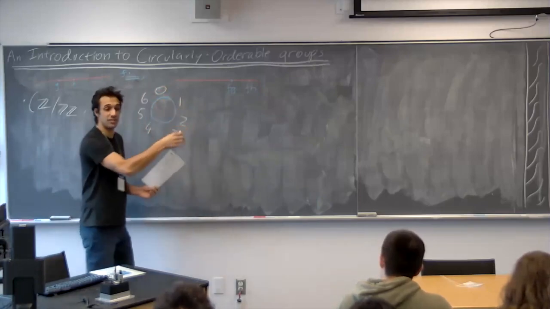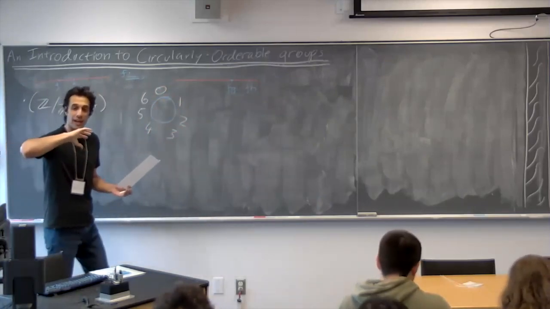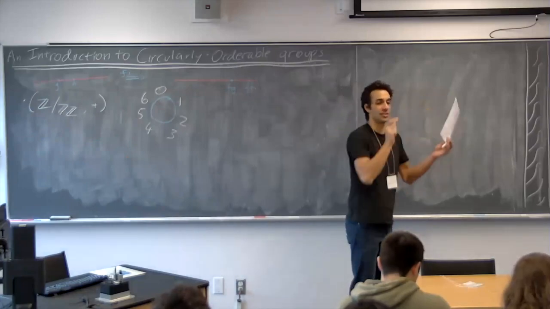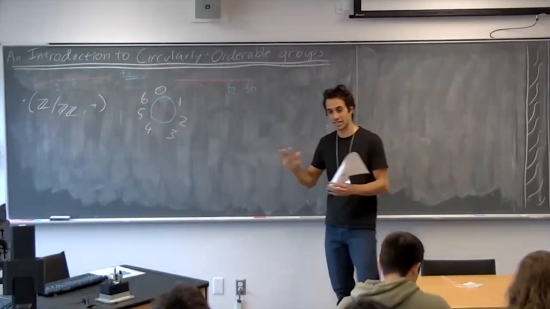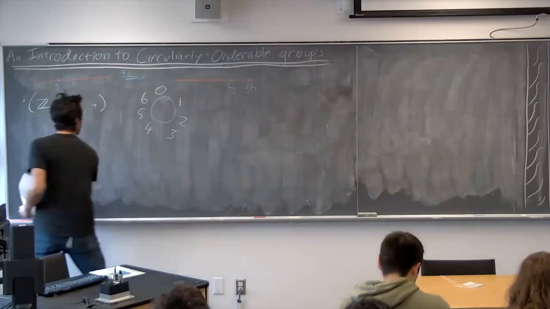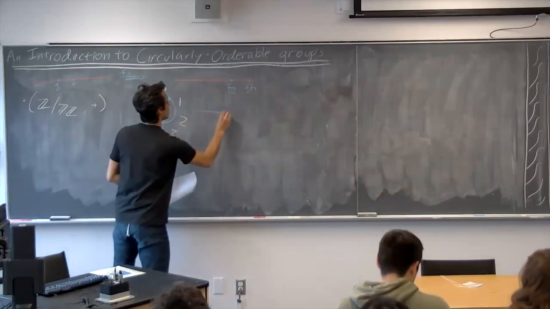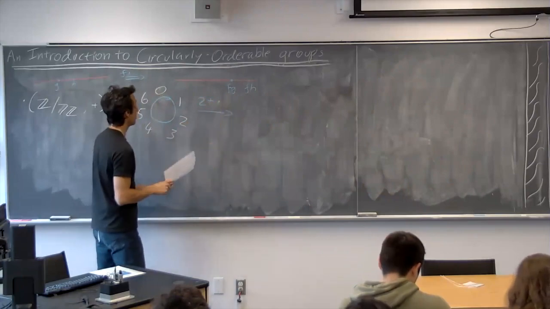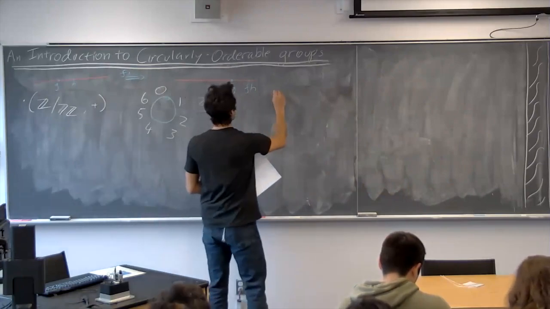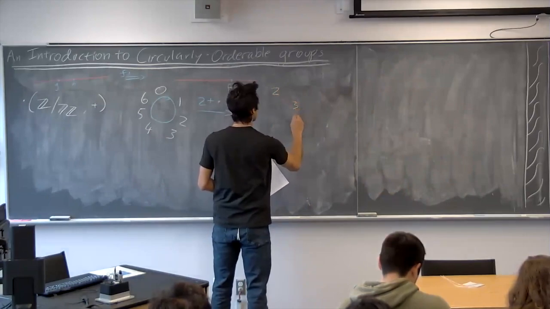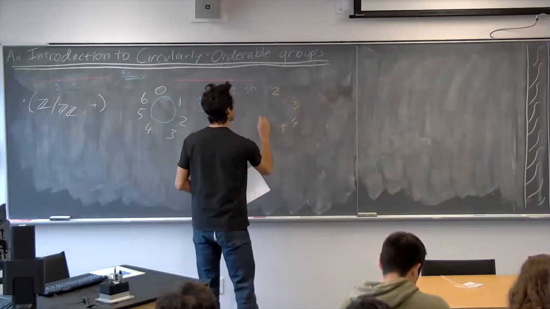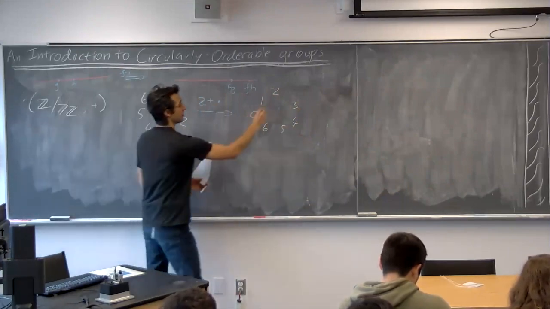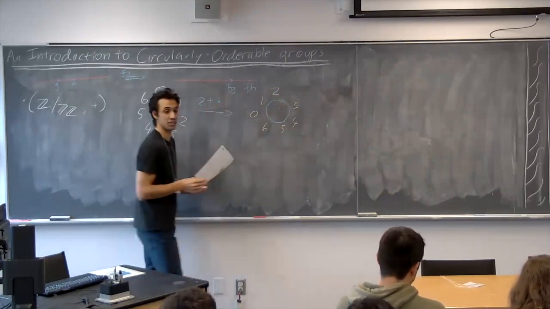What's nice about this circle is that when I add anything, the circle just rotates, right? The order things go around the circle just stays in that order. So I can say, okay, 2 plus, right? And now my circle looks like 2, 3, 4, 5, 6, 0, 1. The order around the circle is preserved. Whatever order around the circle means, we'll get to that in a second.